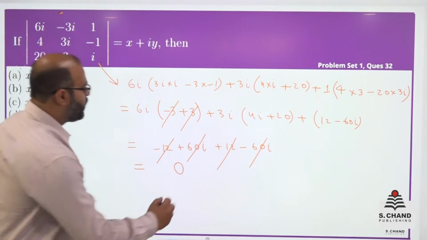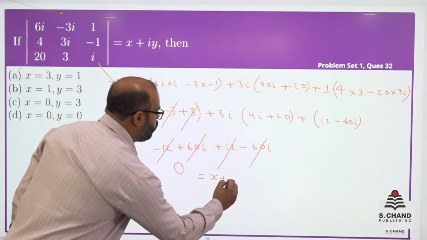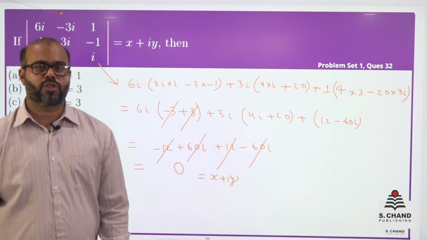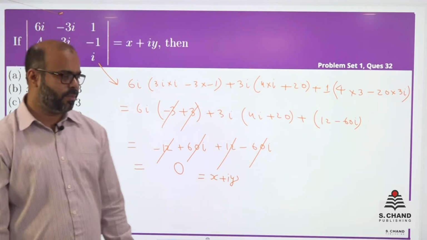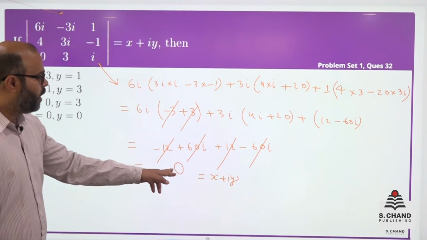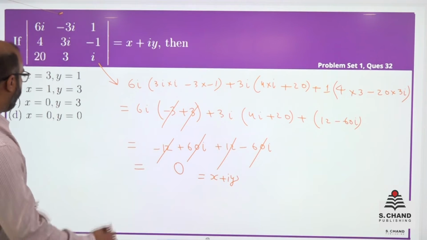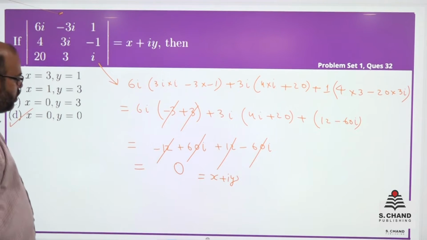Now this is equal to x plus iy. Complex numbers are equal if their corresponding real parts are the same and corresponding imaginary parts are the same. So real part is 0 here, imaginary part is also 0. So x is 0, y is also 0.